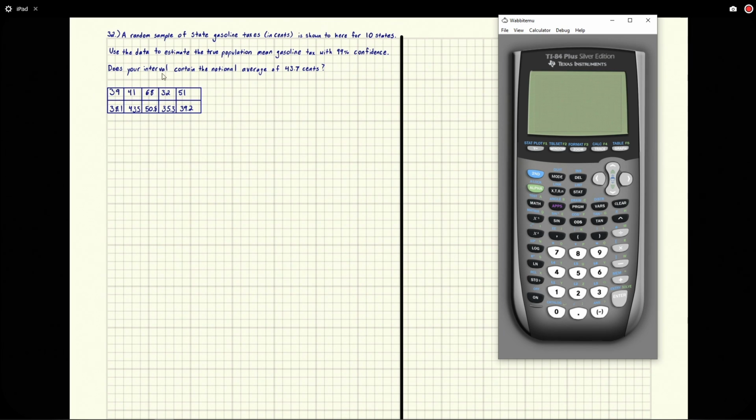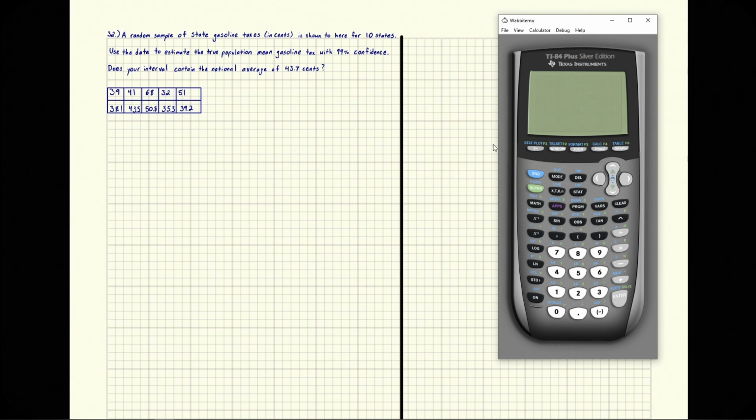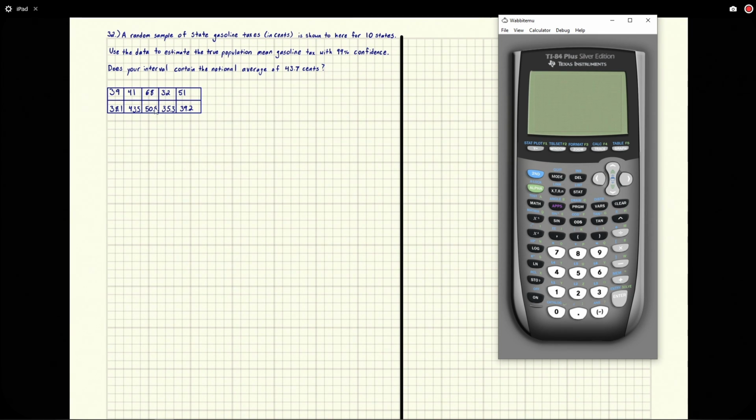Alright, so we have some data here. Now there's two ways to do this. We could do this by hand, or we could do this using the calculator. Let's do the calculator way first, and then we'll also do it by hand. And let's just dive right into this.